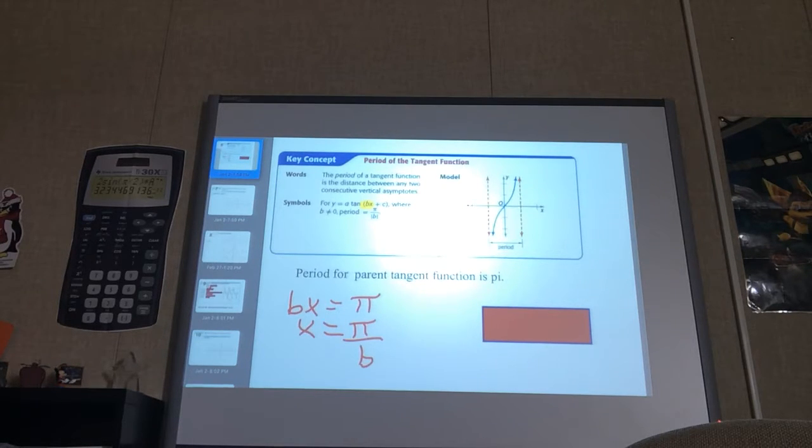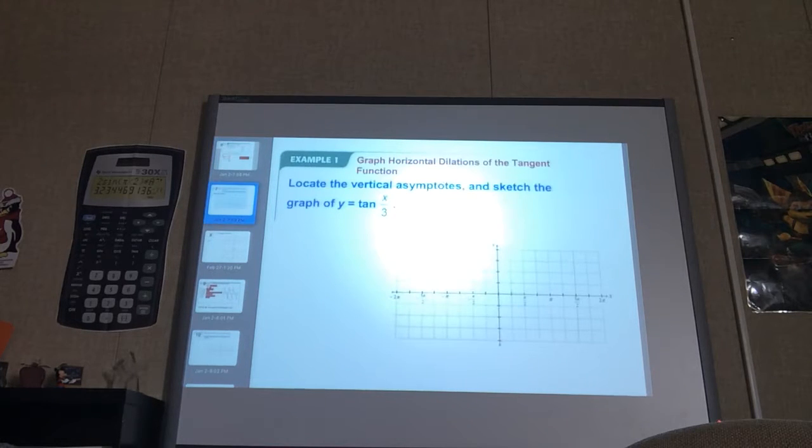Yep, exactly. So now let's look at our first example, dealing with a tangent. Huh? Kinda crazy. I'm trying to teach it, and it's like. I'm taking a video of it, so.